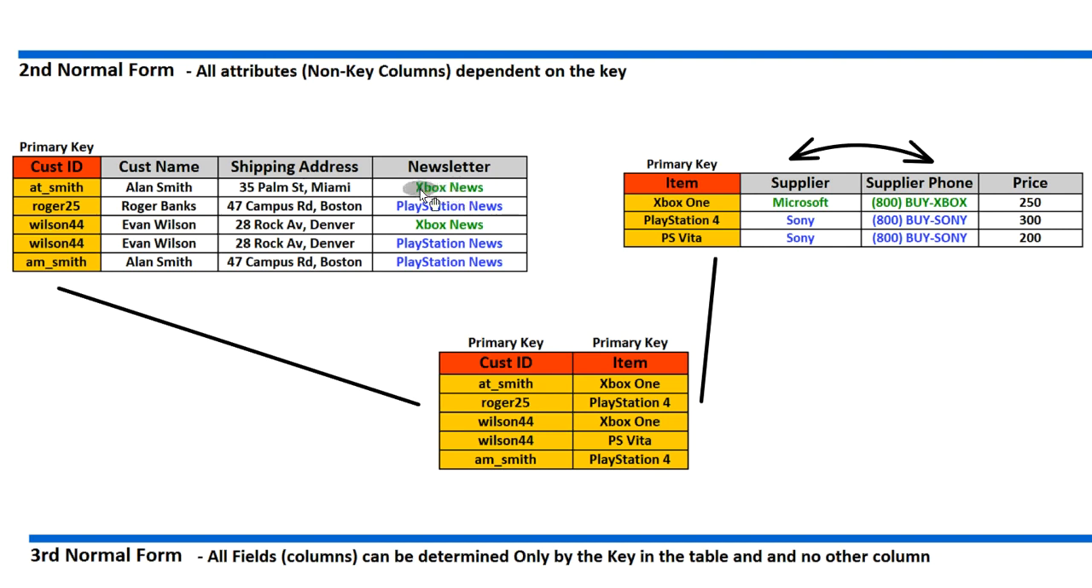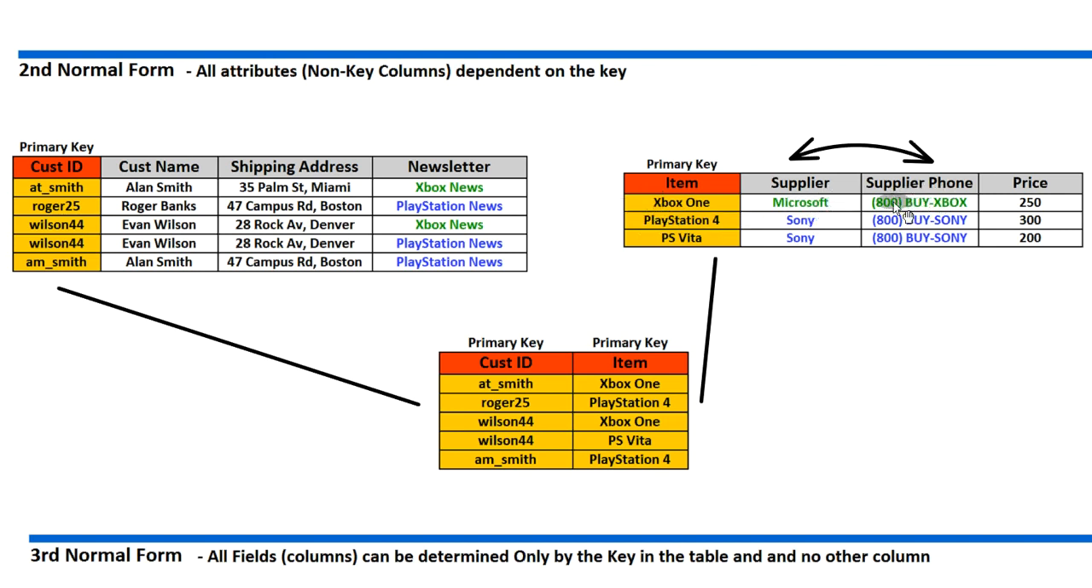Newsletter. Well, that's definitely not going to happen because a person can sign up to multiple newsletters and multiple people can sign up to the same newsletter. So there's not going to be the same relationship as here. We can't just separate it out just yet.